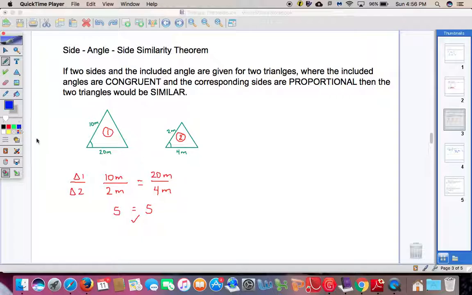Now, if I didn't want to check it in that manner, I could use cross products. And if I do that, I have 10 times 4 is 40. And 2 times 20 is 40. And since 40 equals 40, my cross products are equivalent. Therefore, I know my sides are proportional. Okay, you have to check to verify that your side lengths are proportional. You cannot just assume, because you're given sides and an included angle, that these triangles are similar. Okay, so you have to identify if they are or are not.